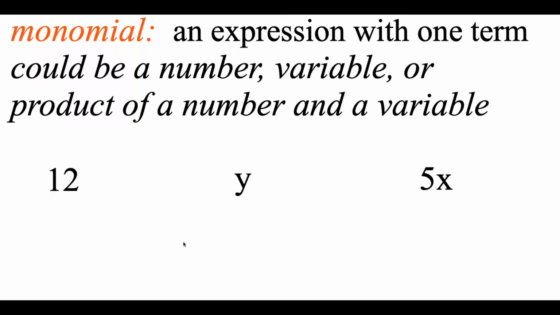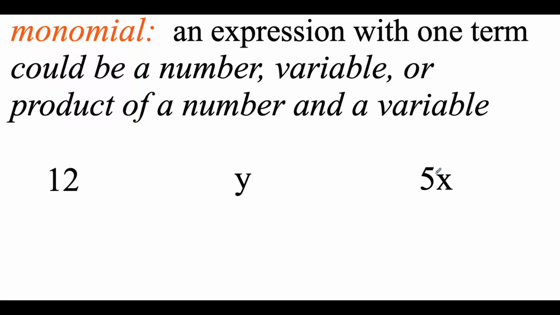Now, that term could just be a number, or it could just be a variable, or it could be a product of a number and a variable. So I've got some examples on screen for us. So we said that it could just be a number. So 12 is a monomial. Now I also said that it could just be a variable. So this y right here is a monomial. It's only got one term. And then it also could be a product, so multiplication of a number and a variable. So 5x, which really means 5 times x, that is also a monomial all by itself since it only has one term.